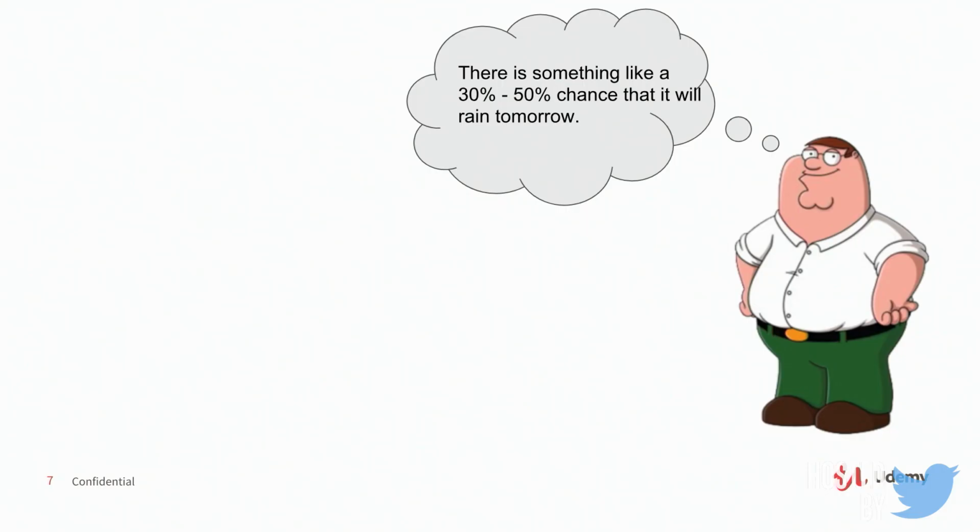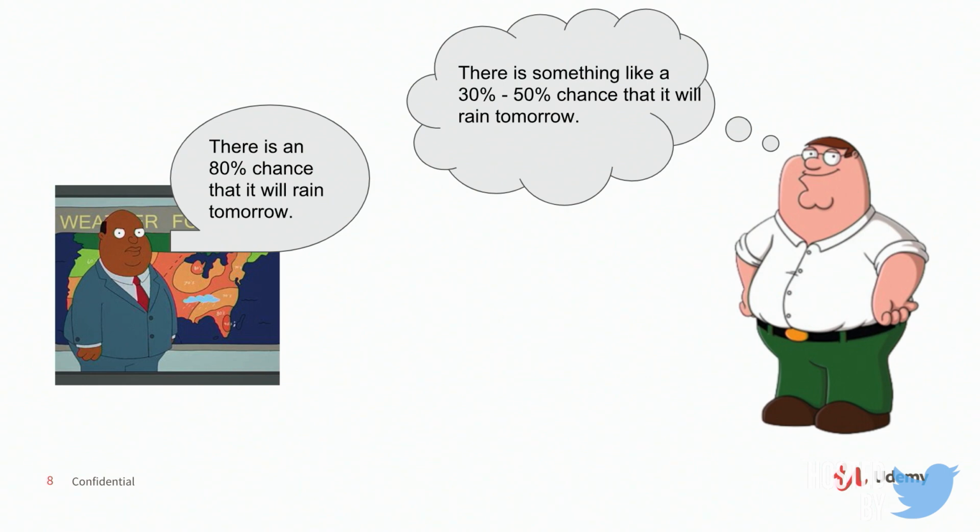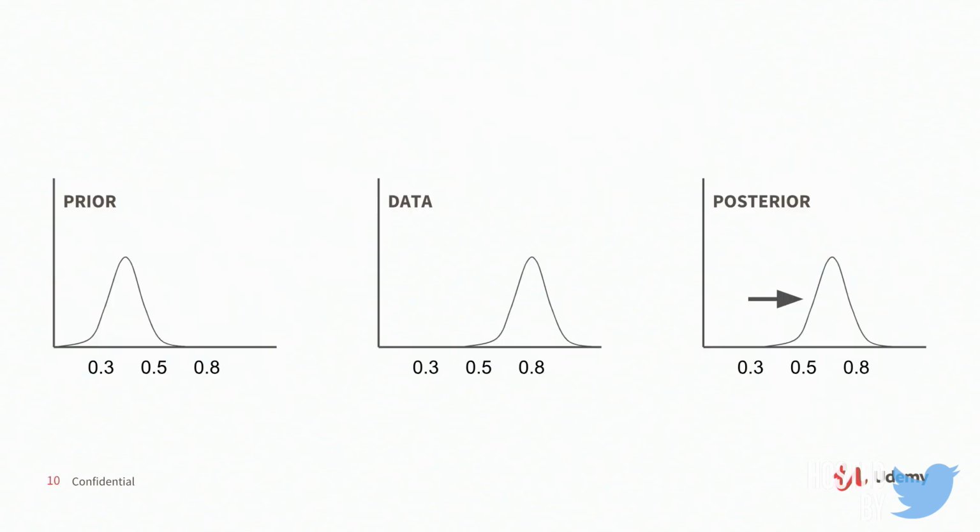So I'm going to start with this guy, Peter Griffin, who has this belief. Priors are just prior beliefs, stuff you believe before you have data. So Peter might think, well, there's something like a 30 to 50% chance that it'll rain tomorrow. So that's his prior belief. And then he gets some data. So the weather forecaster says, look, there's an 80% chance it'll rain tomorrow. So now you have the prior and you have this data. Well, you should update your belief. Depending on how strong your prior was, you say something like, there's a 60 to 80% chance that it'll rain tomorrow. So that's the general process.